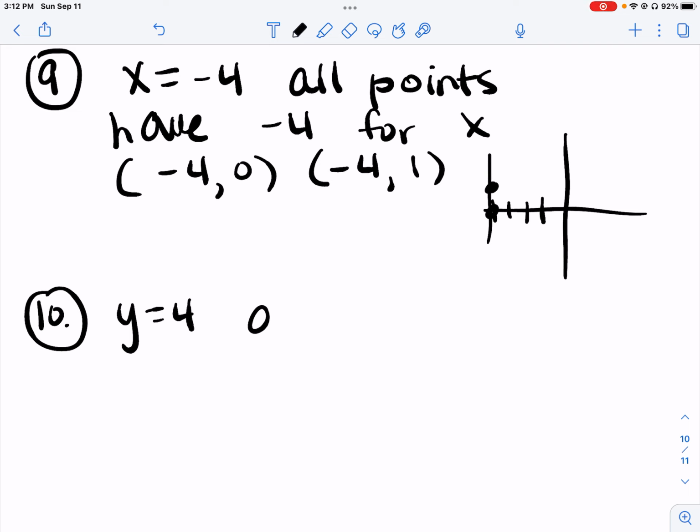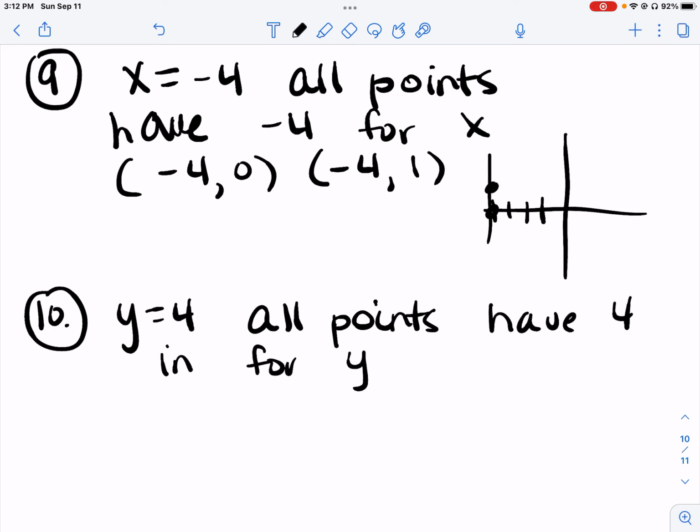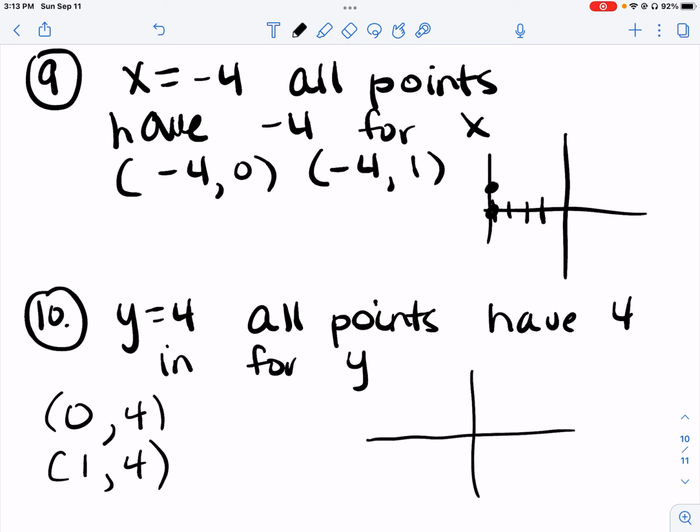Y equals 4 when there's just one letter. All points have 4 in for y. So make 2 points that have 4 in for y and plot those. 0, 4 means over 0 up 4. 1, 4, right 1 up 4. And there's your line. And that is our review.